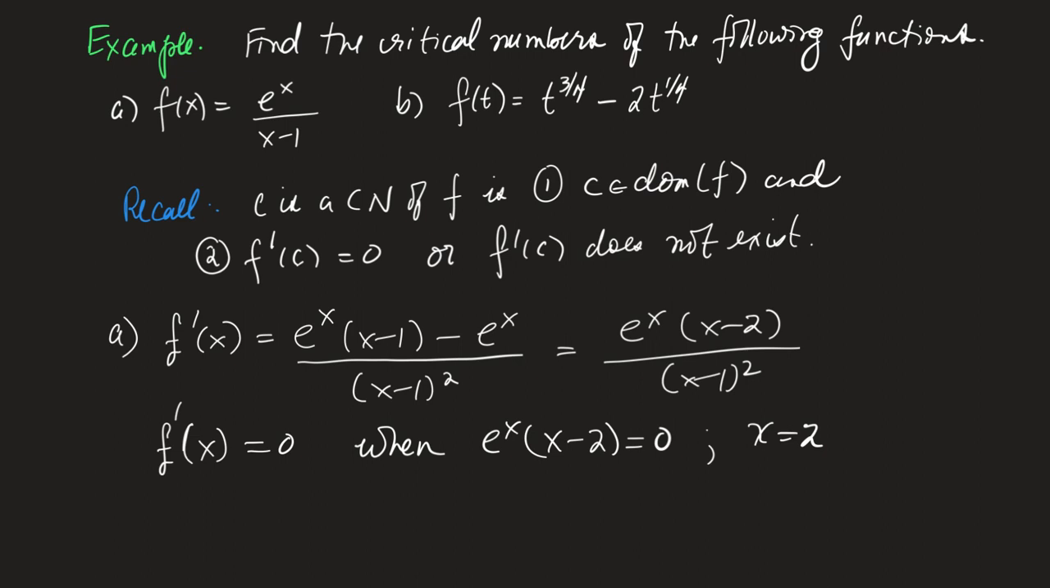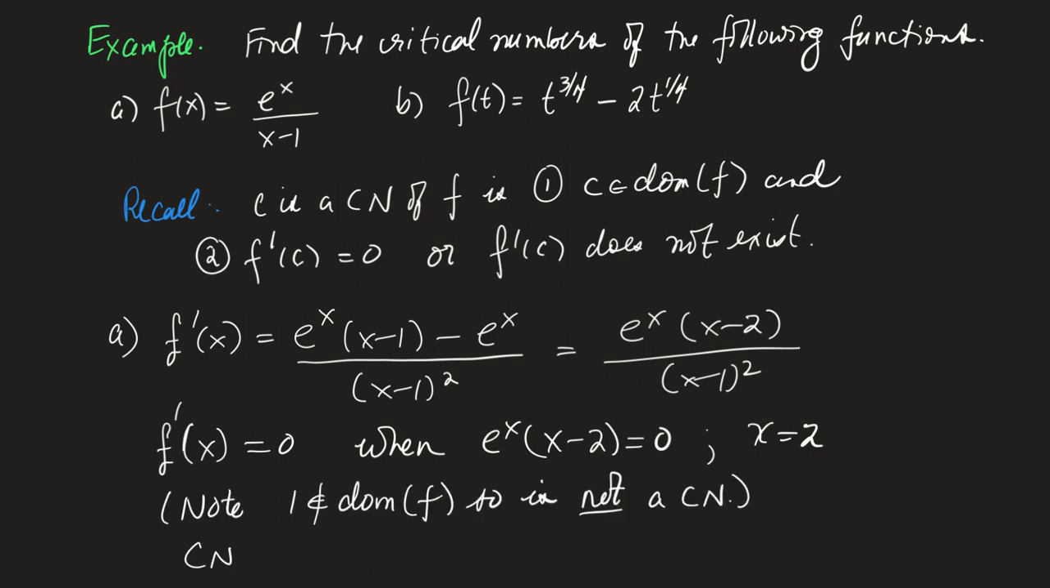Now, you might wonder about the points where f prime c does not exist. Well, this doesn't exist, or it's undefined when x is equal to 1, but 1 is not in the domain of the function, so that is not a critical number. So I just made a note of that. So the only critical number of this function is x equals 2.